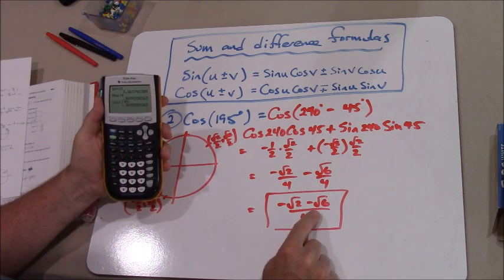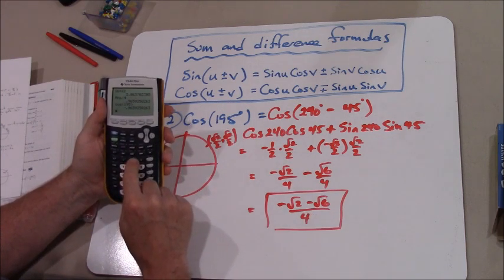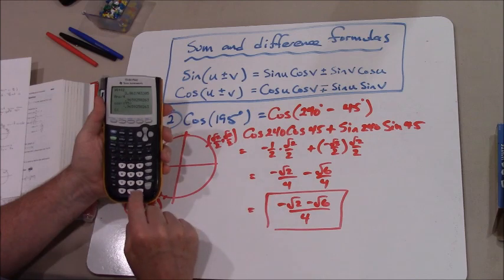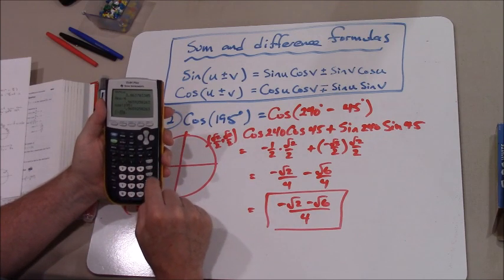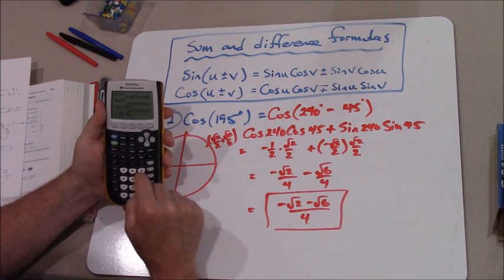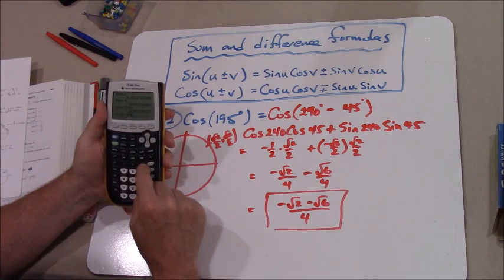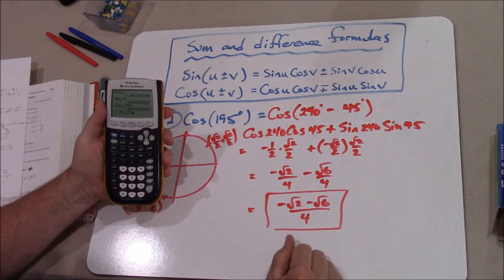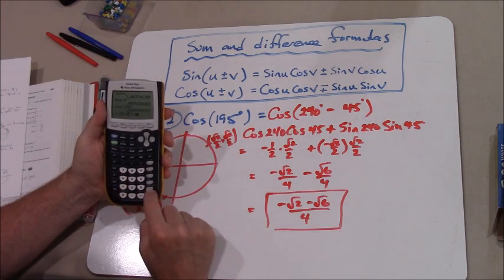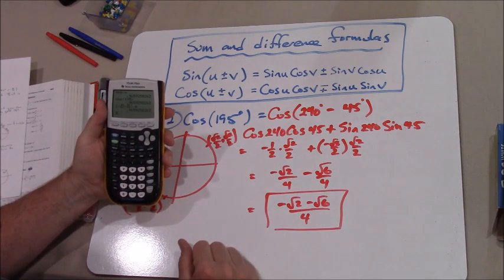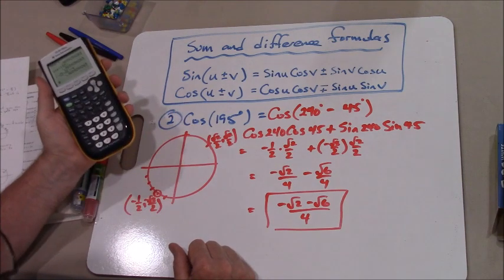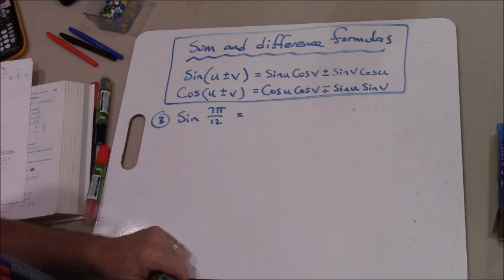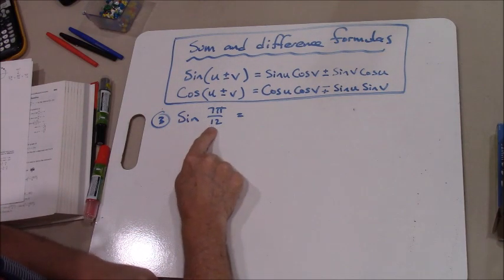0.966. So now I'm going to do this. In parentheses, I'll do my numerator, a negative square root 2, arrow out of that, minus square root 6, arrow out of that, parenthesis to end the numerator, and then divide by 4. And I got a negative 0.9659, so a negative 0.966. Same thing. Alright, so we should do at least one of these with radians.